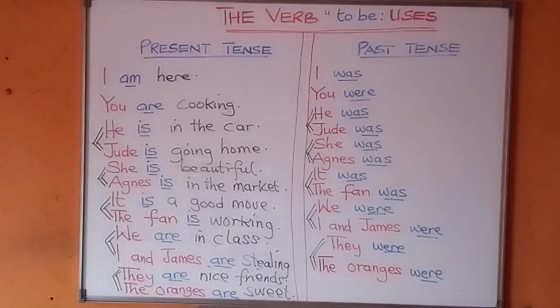The fan is, you see, he is, Jude is, she is, Agnes is, it is, the fan is, but we are, I am, I and James are, they are nice, the oranges are. You see the pattern that we use to start your sentence in the present tense. Join us as we go to the other part, as we see the pattern to start it in the past tense, if you are talking about something yesterday.